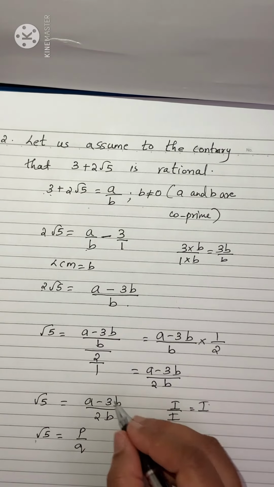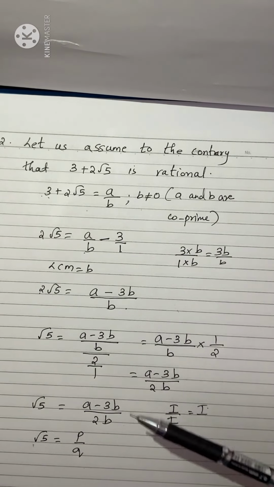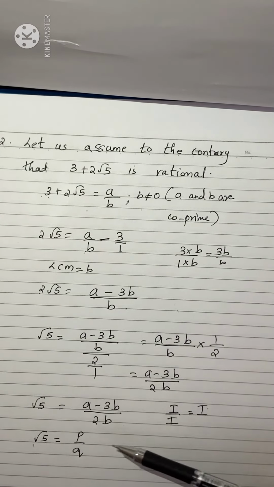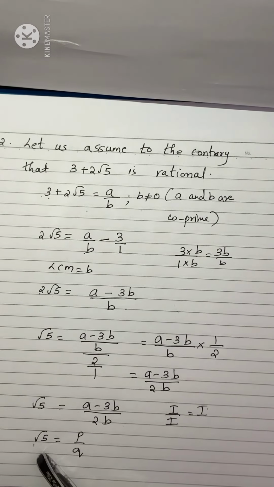This comes in the form p by q, where a minus 3b by 2b is in the form p by q. Hence a minus 3b by 2b is a rational number. We know that a rational number can be expressed in the form p by q, but here root 5 is irrational. We already learned that the numbers root 2, root 3, root 5, etc. are irrational because they do not have a perfect square. These numbers do not have a perfect square, so these numbers are irrational.